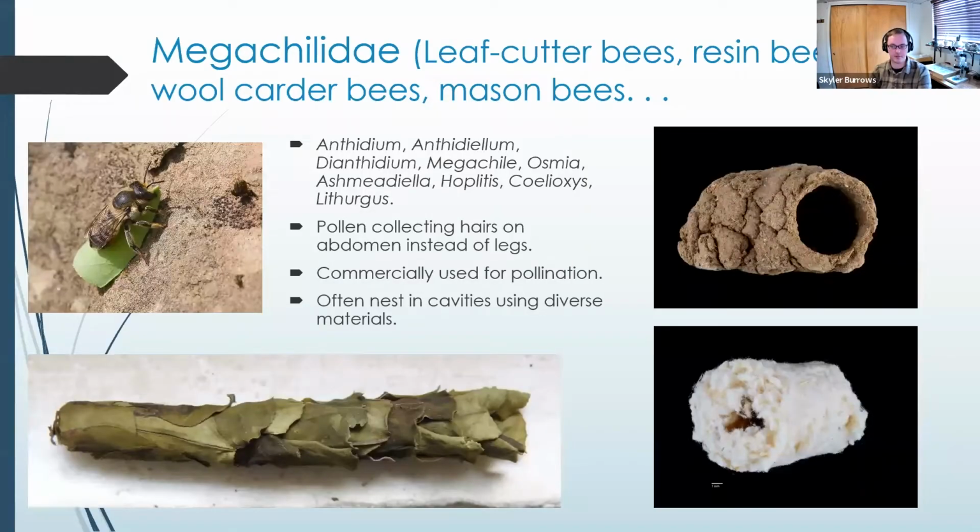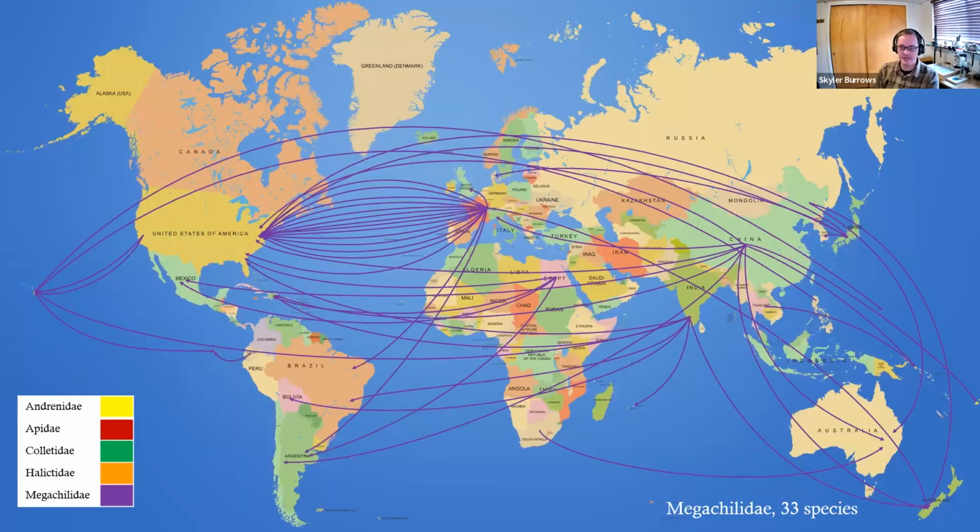And then the next group that we want to look at is the Megachilidae. These are your leaf cutter bees, resin bees, wool carder bees, mason bees. And they're really good at nesting in holes, crevices, almost anything that they can find. Some of them specialize in certain materials like sticks and things like that, and some of them will nest about anywhere. And these, you can see, once again, there's a whole lot of transfer in species around the world.